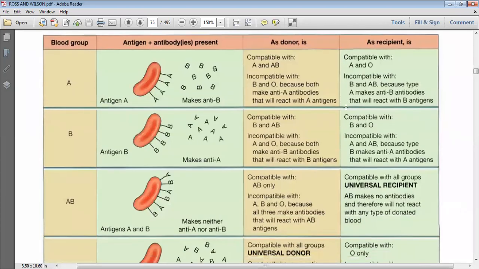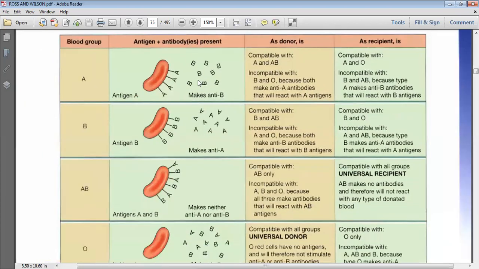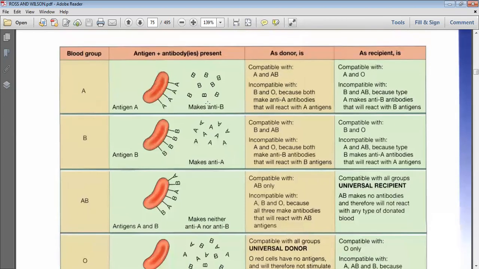So in this diagram you can see here, blood group A contains the antigen A on the surface of RBC. So this is antigen A. Here you can see this antigen A is present on the surface, while the anti-B antibodies are present in the plasma of blood group A.